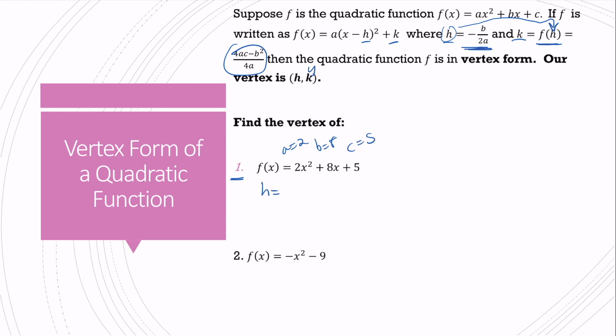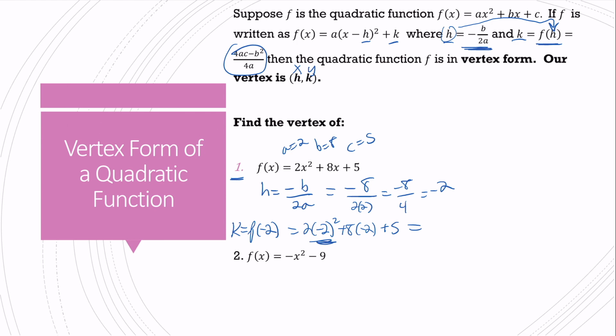So I have h is negative b over 2a. So h is negative 8 over 2 times 2. Negative 8 over 4 is negative 2. That is my h. That's my x value of my vertex. In order to find my y, I substitute in. So I've got f of negative 2 is going to be my k. That's going to give me 2 times negative 2 squared plus 8 times negative 2 plus 5. Negative 2 squared is 4 times 2 is 8. 8 times negative 2 is negative 16 plus 5. That's going to give me negative 3. So my vertex of this function is when x is negative 2, y is negative 3.